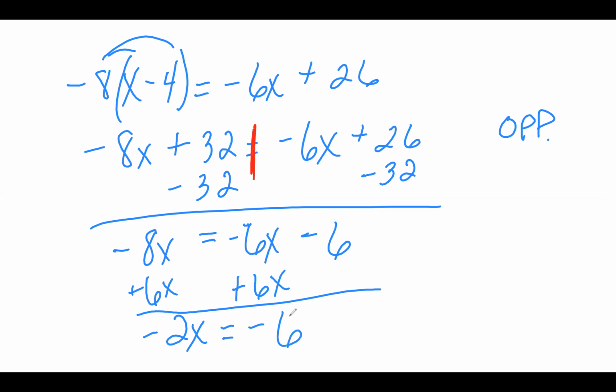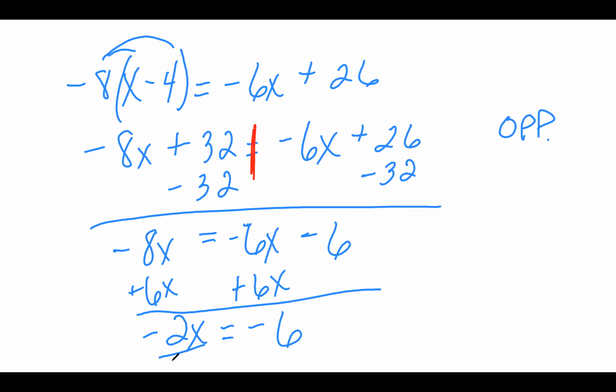Now, for those of you that are kind of starting to figure this out, there's other things I could have done first here. I could have added 6x. I could have added 8x. I could have subtracted 26. You just have to do the opposite, but the order doesn't really matter when you have two variables, one on each side. Okay, but it does have to get done.